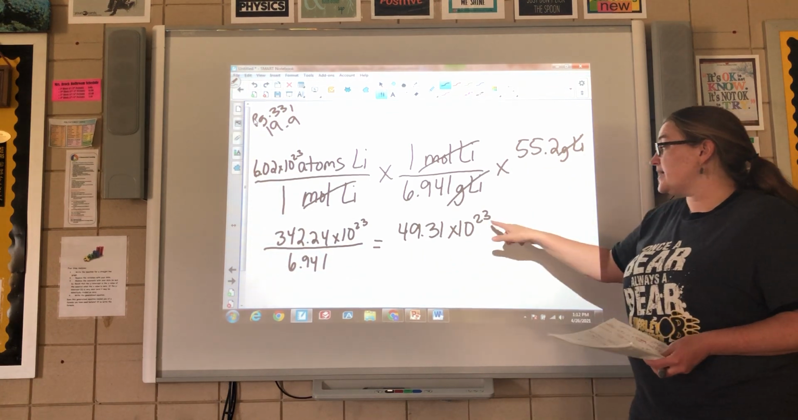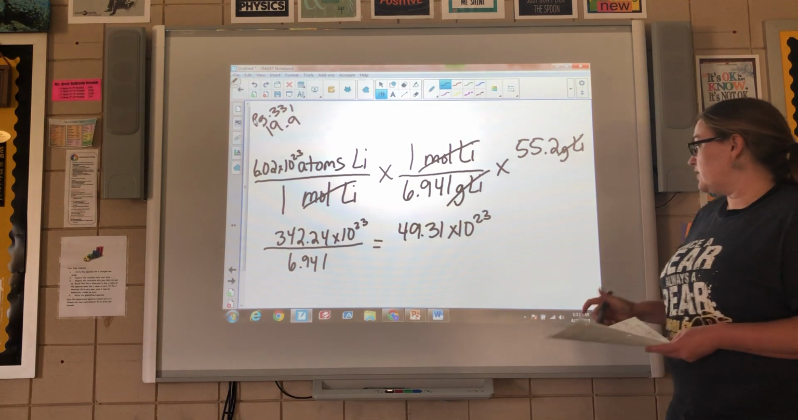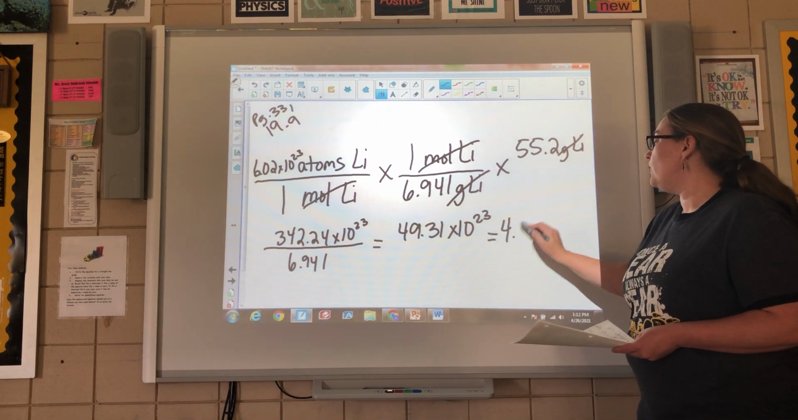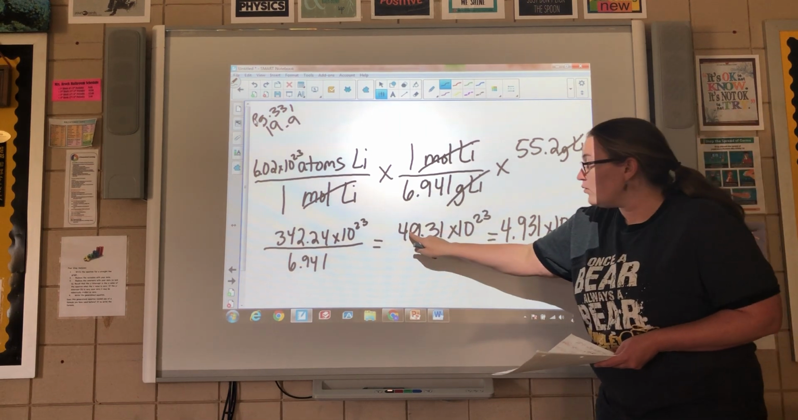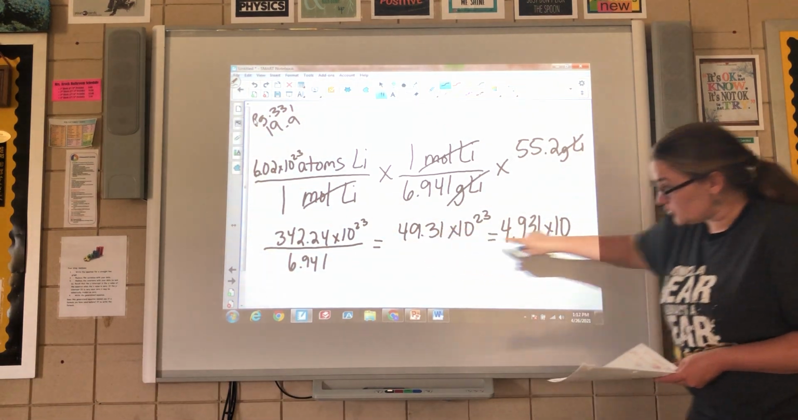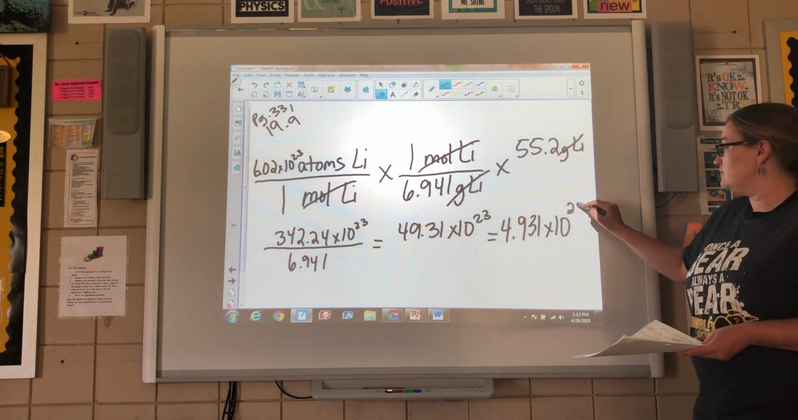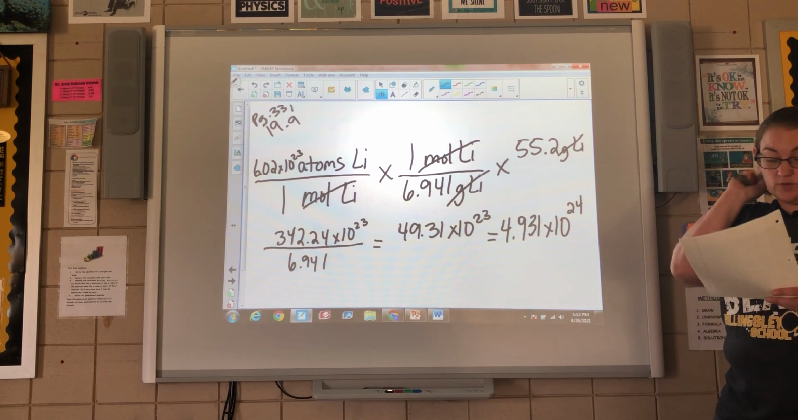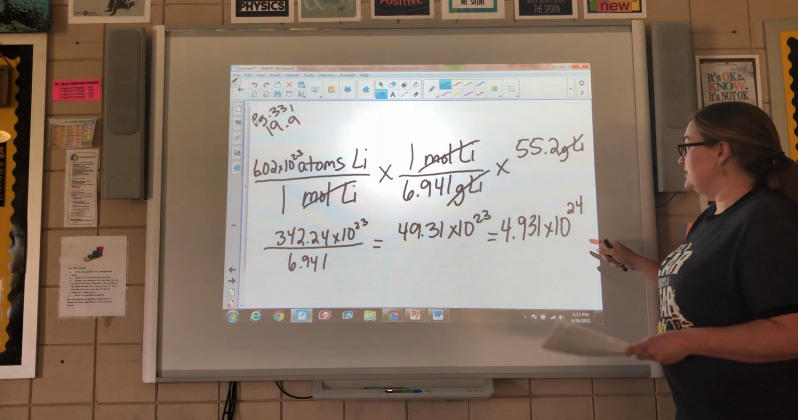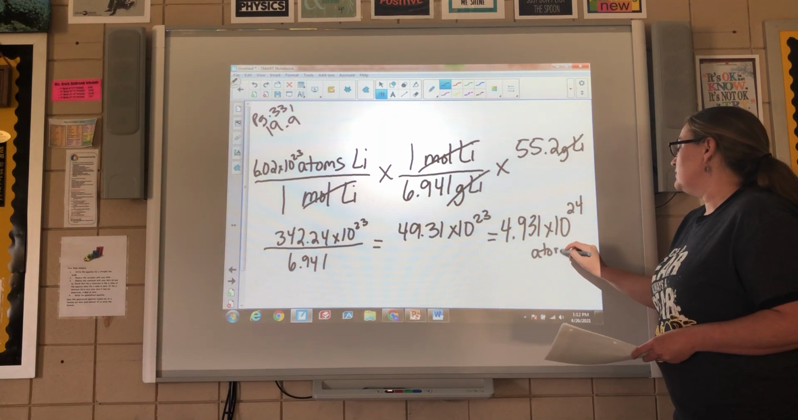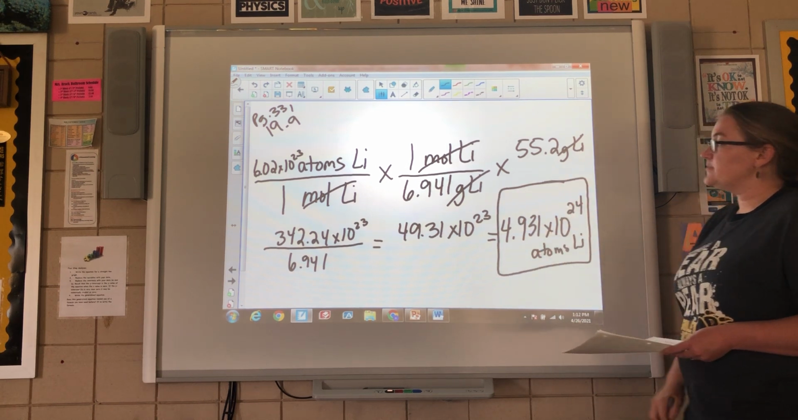No, because when I have it in scientific notation, I need that decimal to be after the first digit. All right, so I'm going to make that equal 4.931 times 10, and I moved it one away from where it's supposed to be, because it's supposed to be 23 spots down this way. I moved it one further away from where it's supposed to be, so I'm going to give it an exponent of 24. Okay, and that is atoms of lithium. That is my answer.